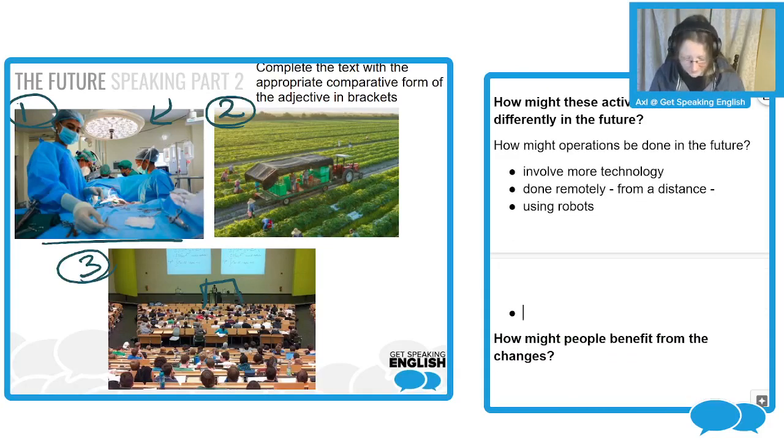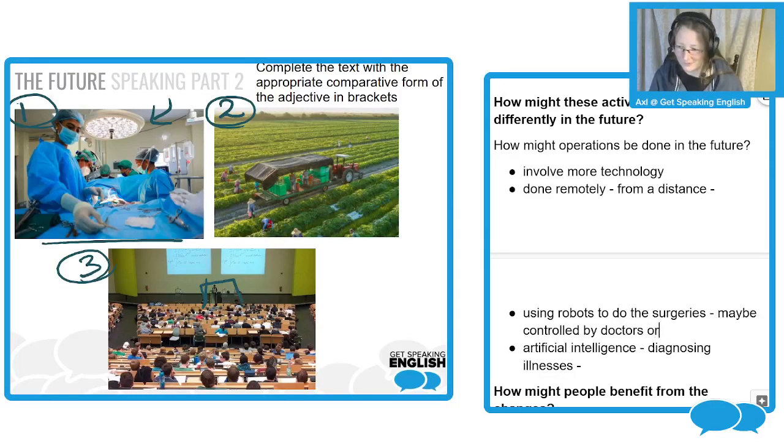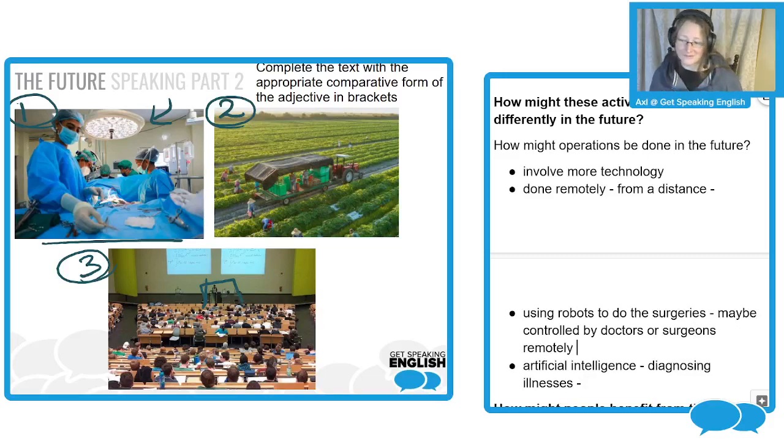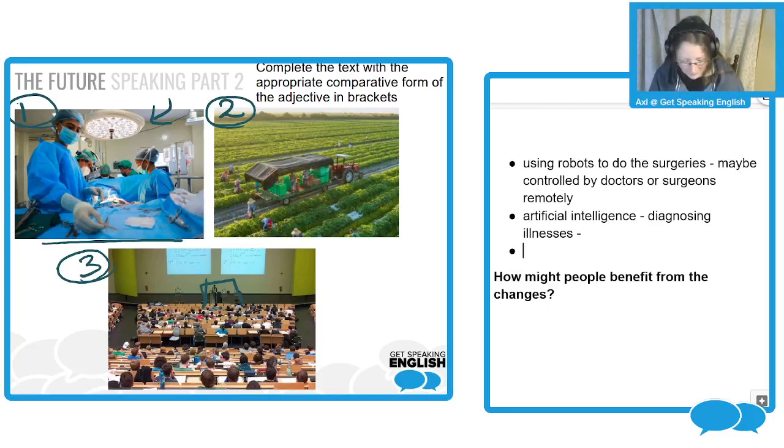Maybe they use artificial intelligence, which could potentially become really key for, for example, diagnosing illnesses, etc. So yeah, potentially using robots to do the surgeries, maybe controlled by doctors or surgeons remotely, so that could be something. And yeah, artificial intelligence diagnosing illnesses and other ailments. And then maybe potentially there might be new cures, right? New cures, new medicines.